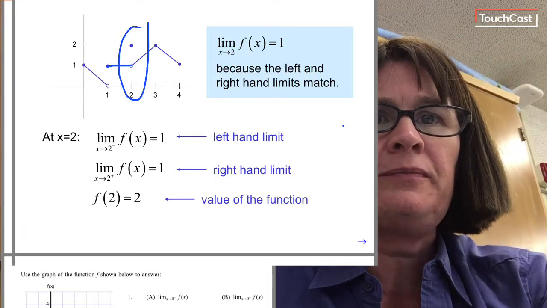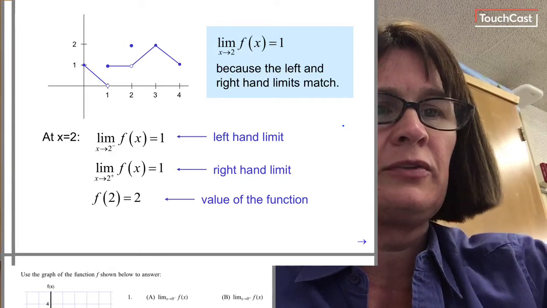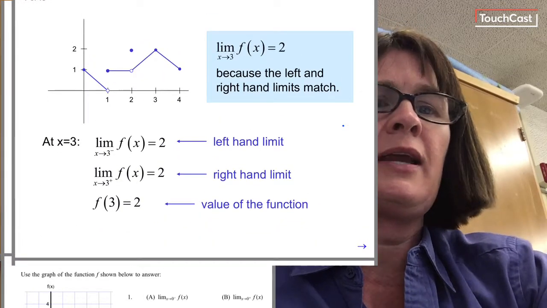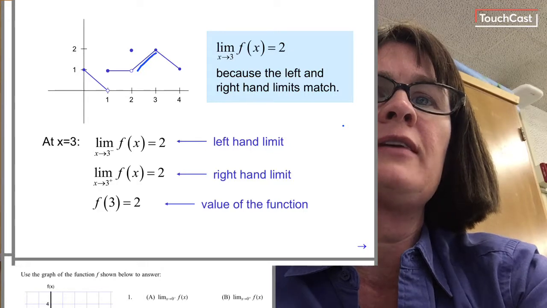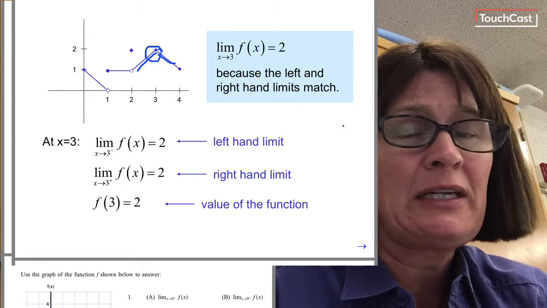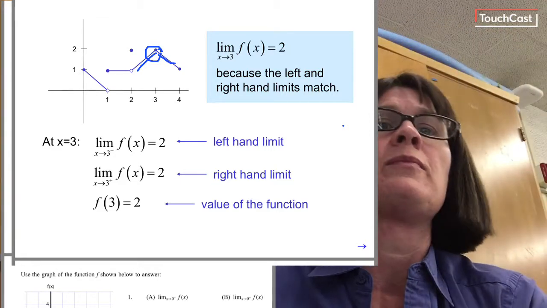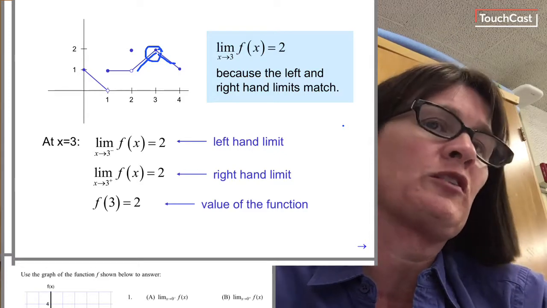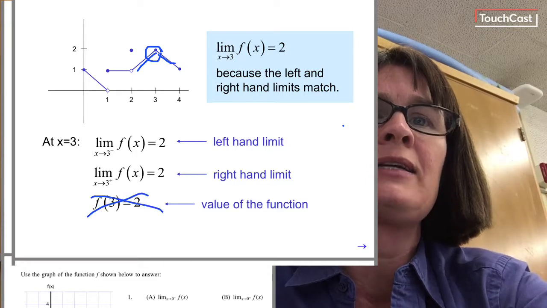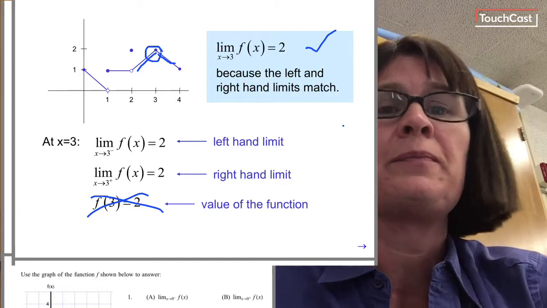So catching on? If you look at 3, at least there's no problem. There's nothing even to worry about. I approach the same spot from the left as I approach from the right, and that's up here, this y value of 2. I say the left-hand limit is 2. The right-hand limit is 2. It happens to also equal the function value. So I would say that the limit as x approaches 3 of f of x is 2. Remember that this part is not contributing to our decision about whether the limit exists and what that limit is.